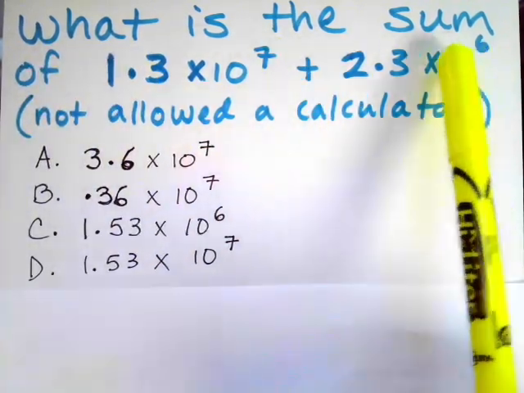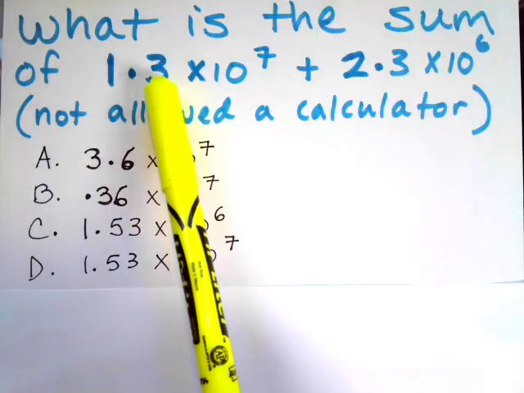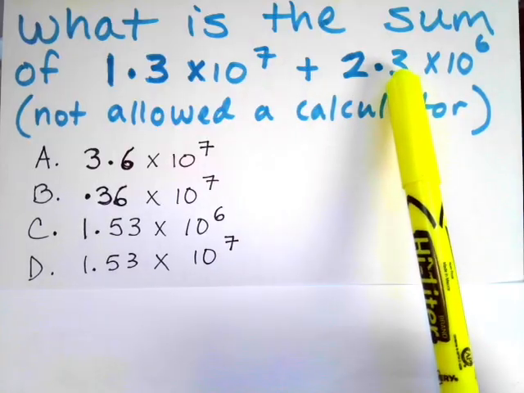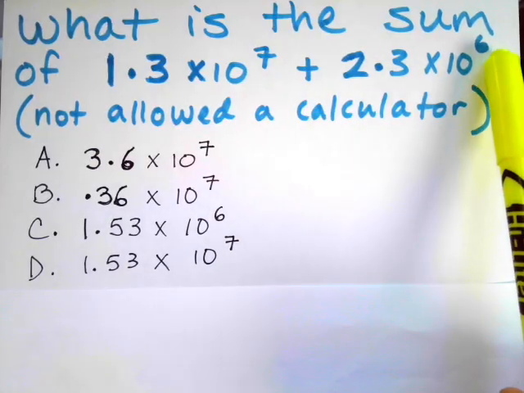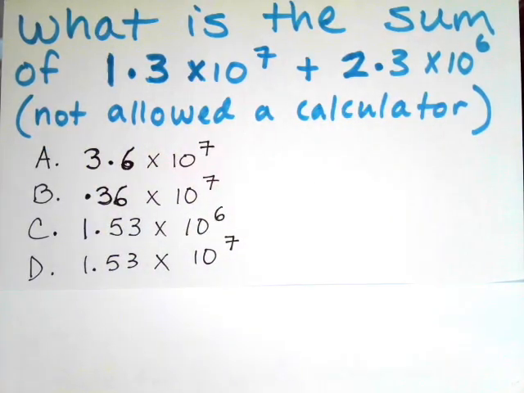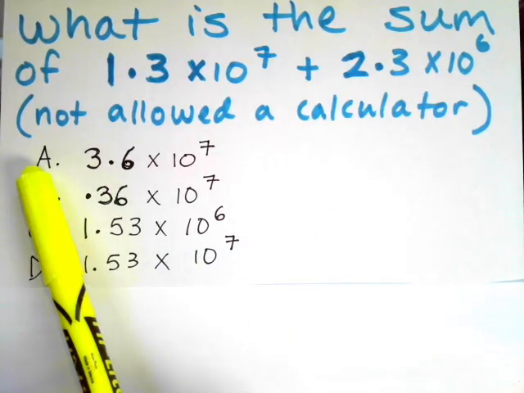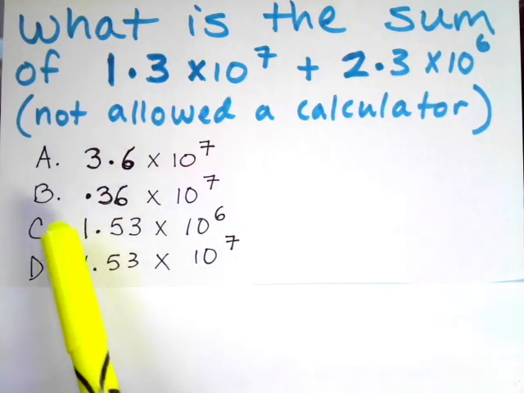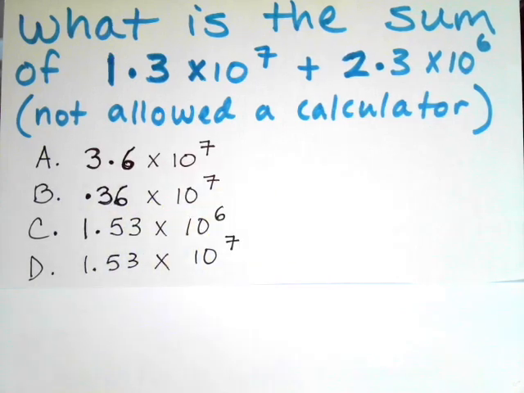All right, so what is the sum of 1.3 times 10 to the 7th power plus 2.3 times 10 to the 6th power? You're not allowed to use calculators for this particular problem. But don't worry, I'm going to show you how to get her done. Option A, the answer is 3.6 times 10 to the 7th power. Or option B, 0.36 times 10 to the 7th power. Or option C, 1.53 times 10 to the 6th power. Or option D, 1.53 times 10 to the 7th power.